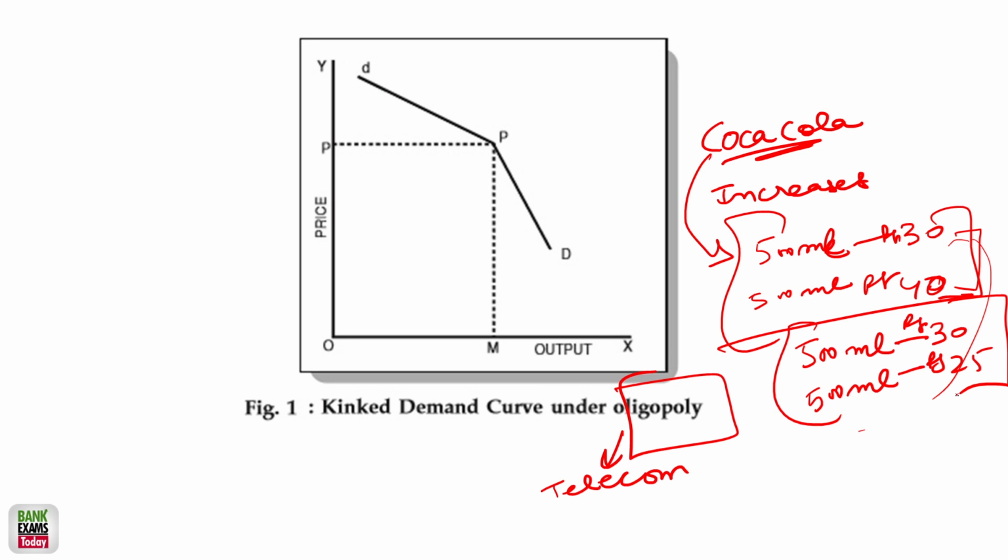If Coca-Cola increases the price, Pepsi didn't follow it. But when Coca-Cola decreased the price, Pepsi actually followed it. Okay. So let's move forward. That is why the demand is kinked.